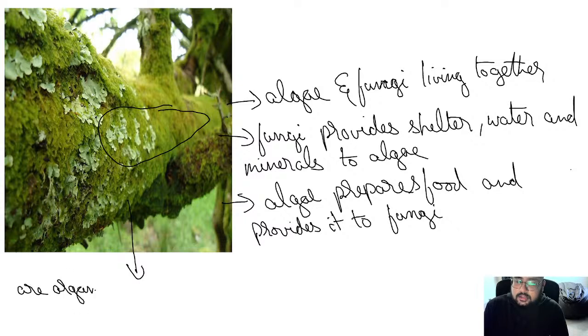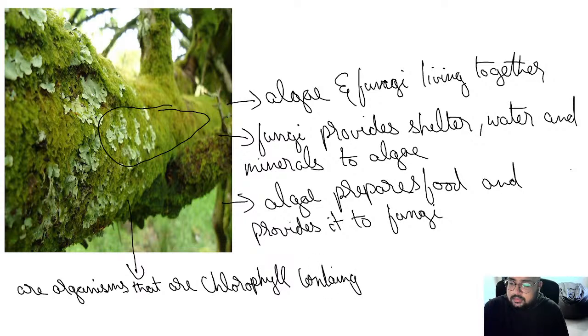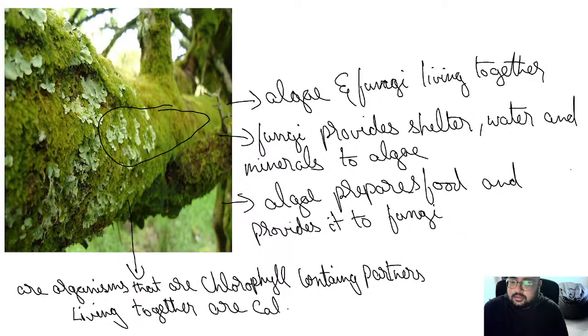So lichens are nothing but organisms that are chlorophyll containing partners living together are called lichens. Okay, so these are lichens basically known as they are actually organisms that are chlorophyll containing partners living together.